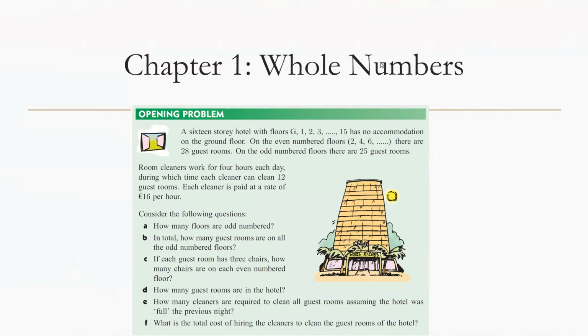Okay, sorry, I can't hear you. Jerry also raised your hand. What did you want to say? I think there are 8 floors that are odd numbered. Okay, good. And how did you get that?